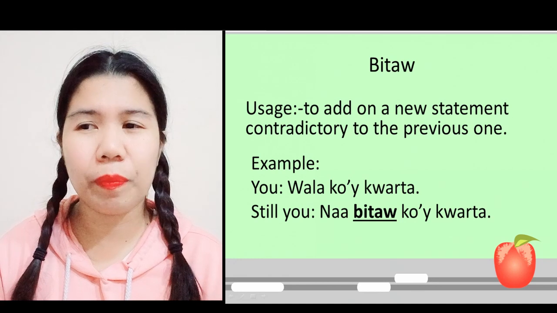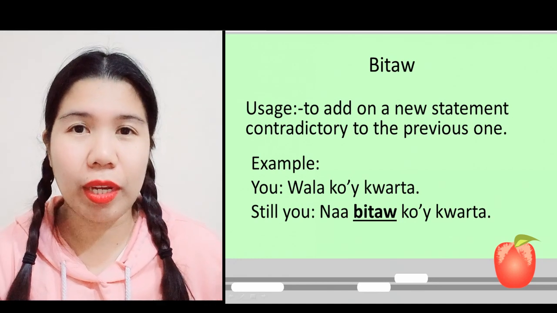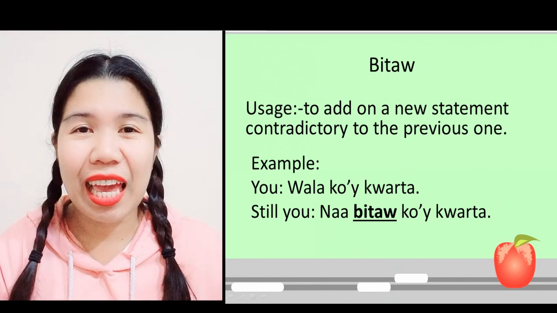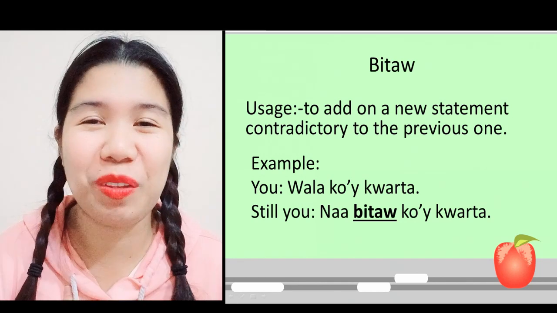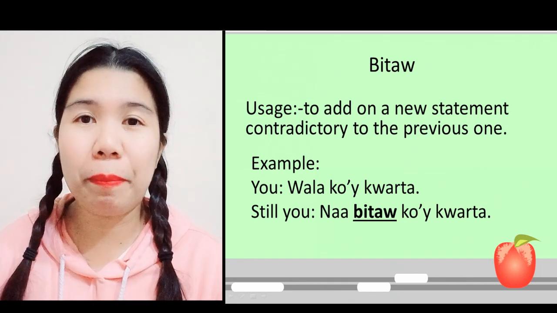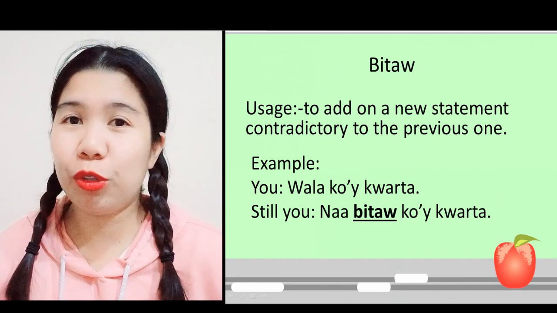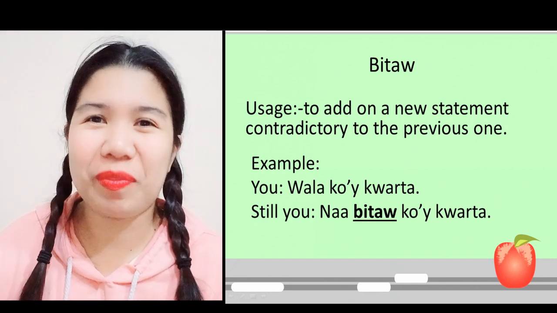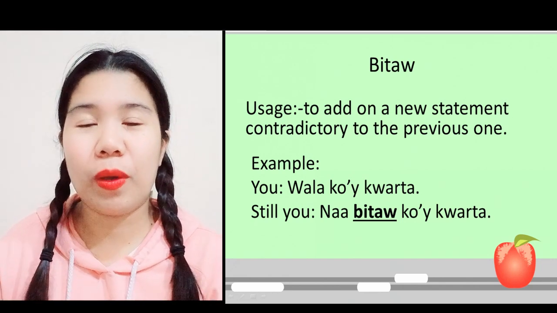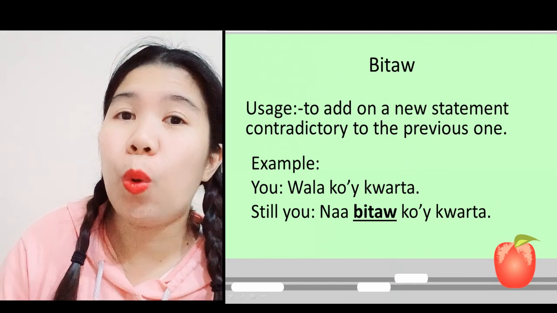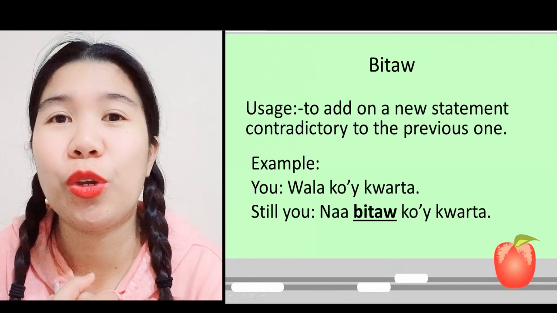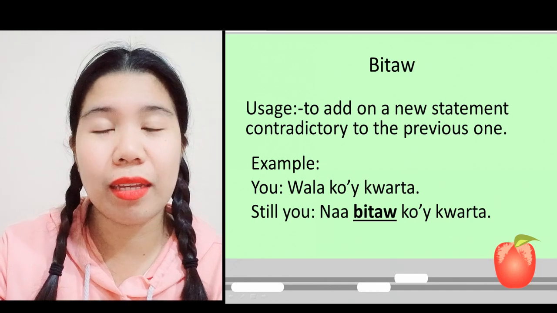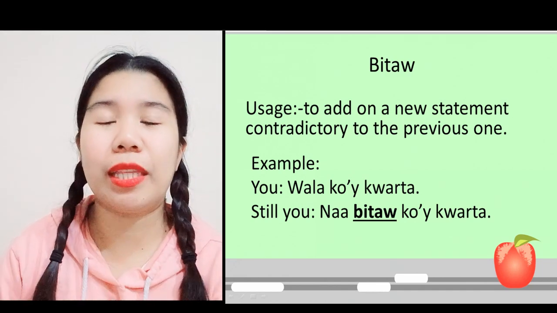Wala ko'y kwarta. And then, when you reach your pocket, you are actually surprised that there's money inside. And because you really love your barkada, you want to buy something for them. So in order for you to contradict your first statement, you could say, "Naa bitaw ko'y kwarta." Naa means you have. Okay? So you contradict your first statement. Naa means have, the opposite of wala. And then ko'y kwarta.